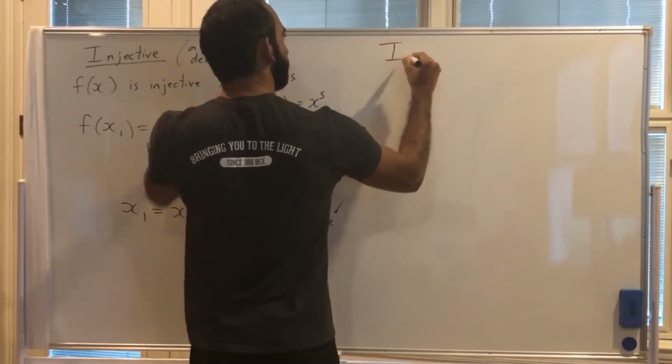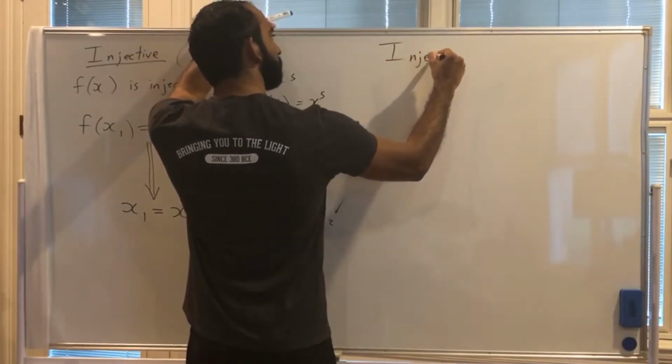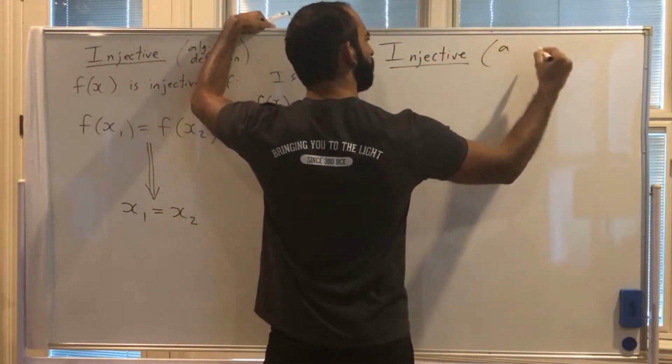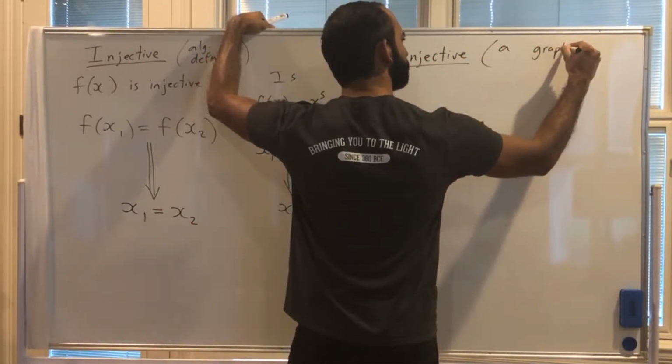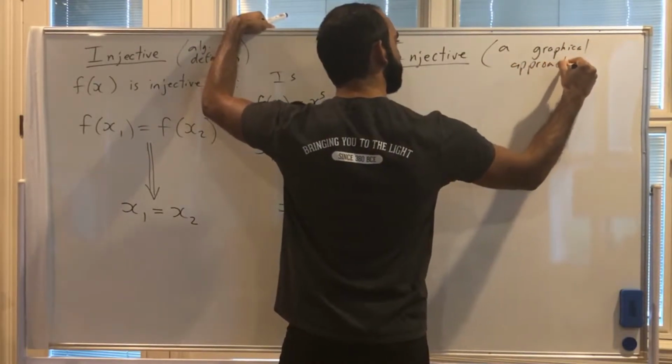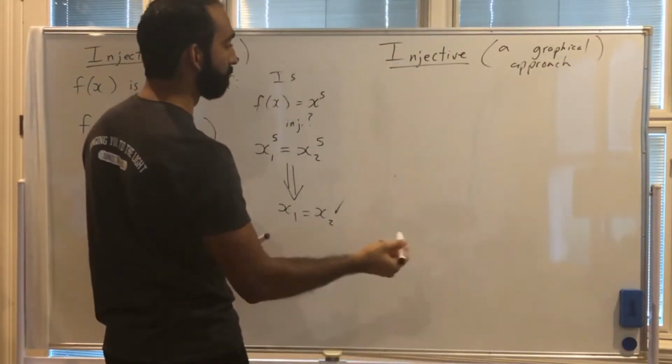So, in your notes, go ahead and write down the same thing, injective. But now let's do a graphical approach. And for consistency, let's use the same equation we just looked at: y equals, or f of x is x to the fifth.